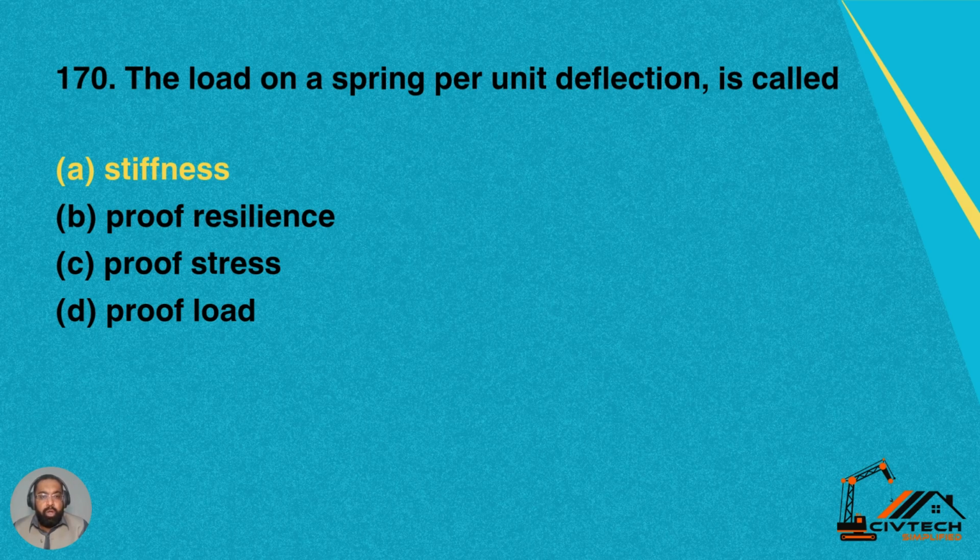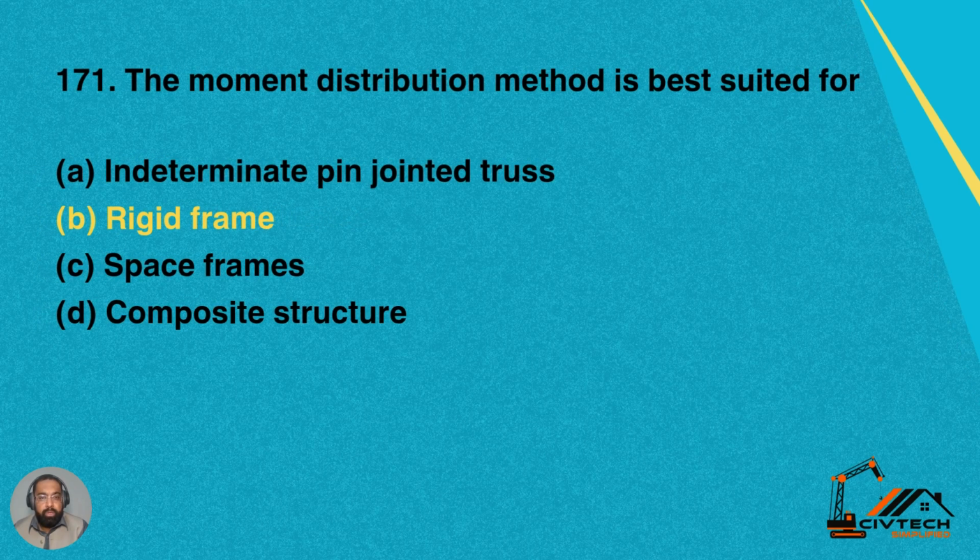Question 170. The load on a spring per unit deflection is called option A, stiffness; option B, proof resilience; option C, proof stress; option D, proof load. The load on a spring per unit deflection is called stiffness. A is the correct answer for this question, stiffness.